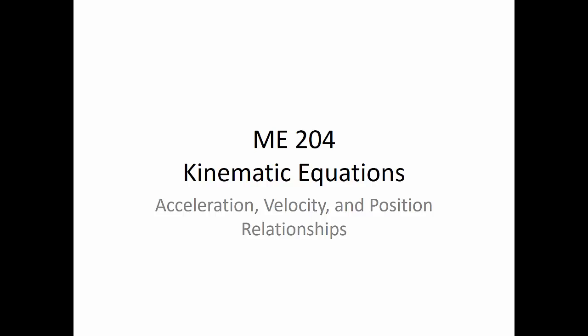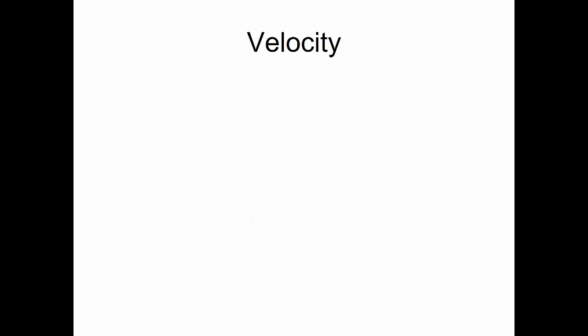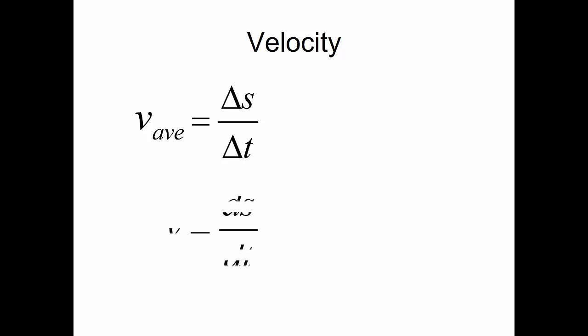ME 204, Kinematic Equations, Acceleration, Velocity, and Position Relationships. We've talked about velocity and defined an average velocity as a change in position with respect to a change in time. If we have an instantaneous velocity, this is simply a small change in position with respect to a small change in time, or we can define that further as the time derivative of the position function.